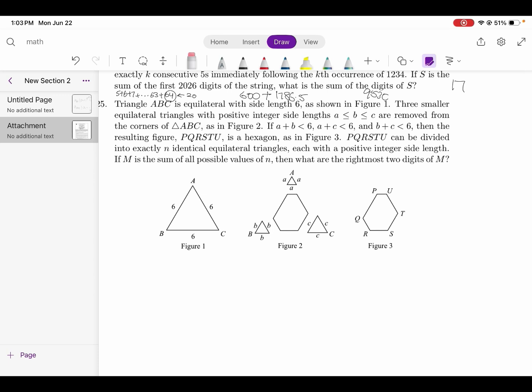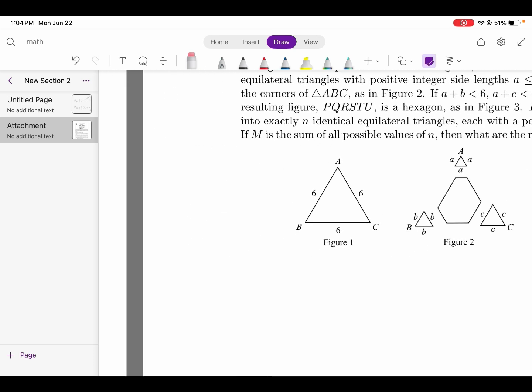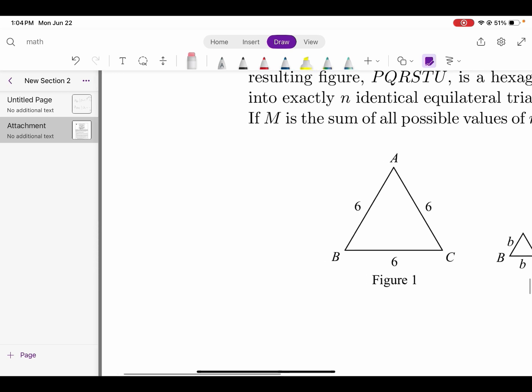Okay, and lastly, question 25. So triangle ABC is equilateral with side length 6, and then you cut out 3 smaller equilateral triangles, and you're left with a hexagon that can be tiled or divided into n identical equilateral triangles. So first, we can write out the formula for the area of an equilateral triangle, which is root 3 over 4 s squared, where s is the side length.